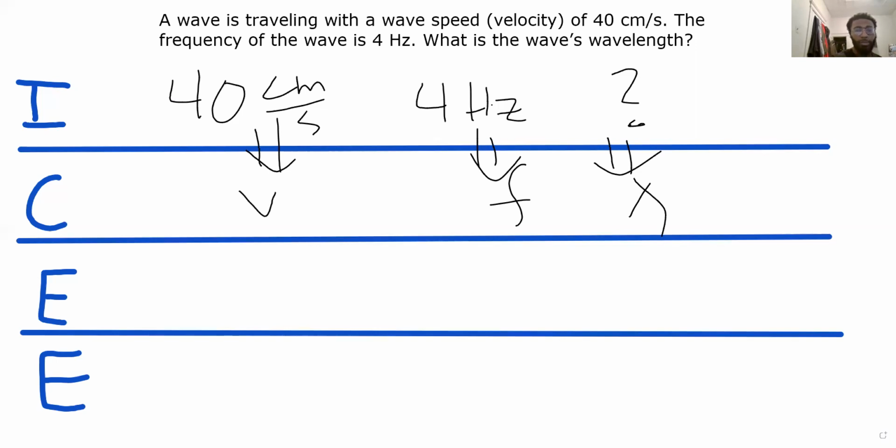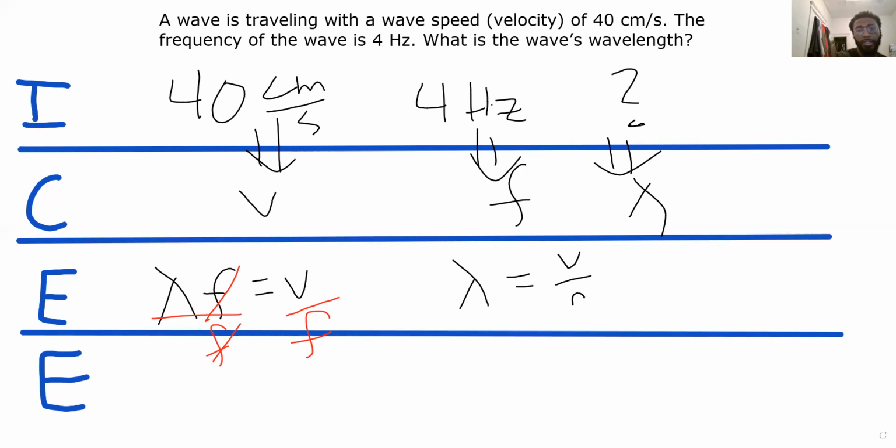Now we're going to equate, which means we choose our equation. We've been using the same equation every time: lambda times frequency equals velocity. But now we are solving for the wavelength instead of the frequency. To get wavelength by itself, we just divide by frequency, and you see how it cancels the frequency out? So now we have frequency on the other side of the equation. Wavelength equals velocity divided by frequency.